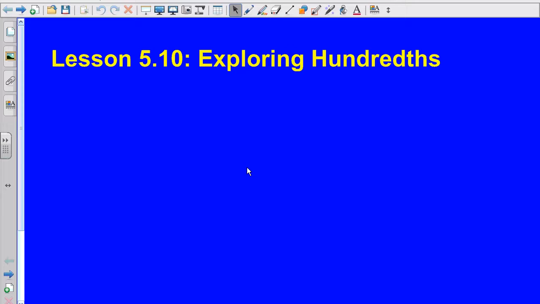We're going to start with the next lesson. This is 5.10, which is called Exploring Hundredths. Now, we have done tenths already, so we're going to take what you've learned on tenths, and we're going to change or add to it, till we get to hundredths.